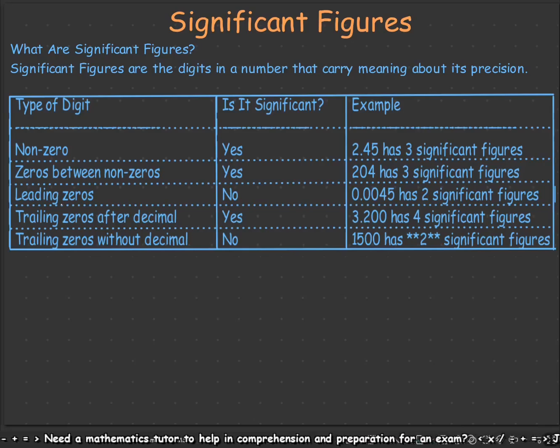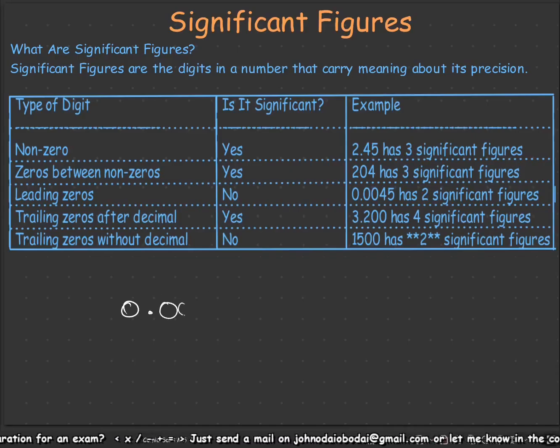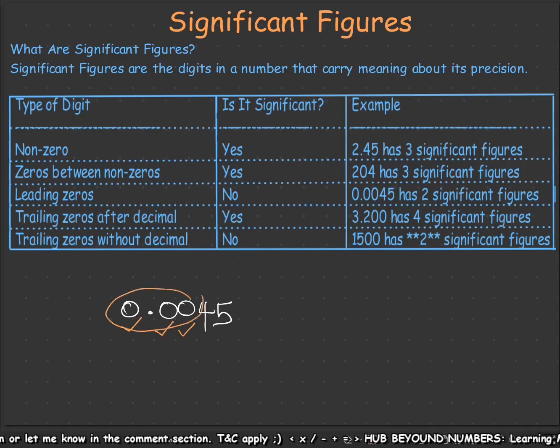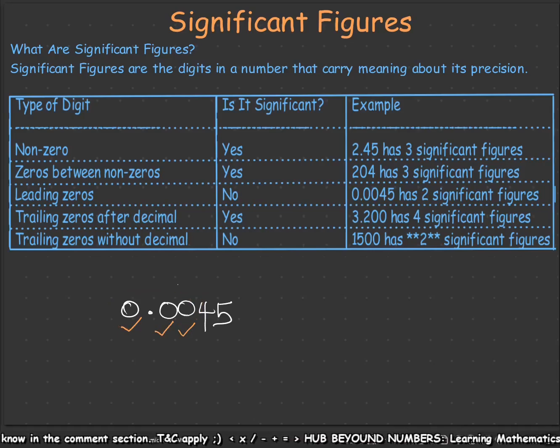Now, the next one is leading zeros. Leading zeros are not significant. No, they are not significant. So, if we have 0.0045, this over here we are saying has just 2 significant figures. Why? Because this 0 is leading. This 0 is also leading. So all these zeros, because they are leading, are not significant.